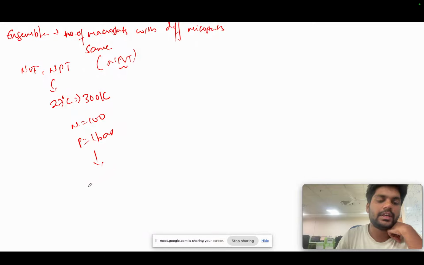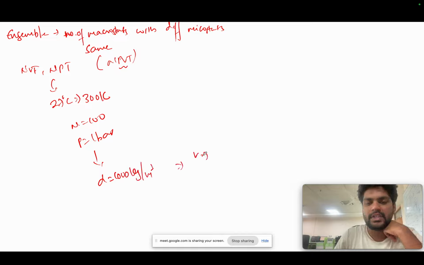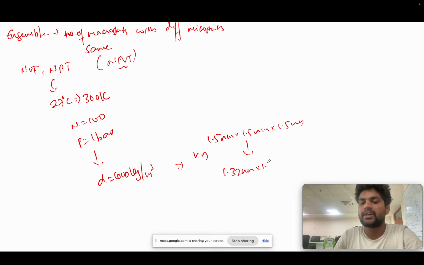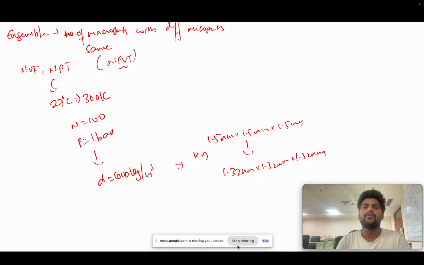After some time you will get the value of density as 1000 kg per meter cube, where the volume, initially 1.5 nanometer by 1.5 nanometer, might be reduced to 1.32 nanometer or somewhere like that. It will reduce in this way. So to get the desired density property, we are doing it this way. This is one classical example of how we can use GROMACS.